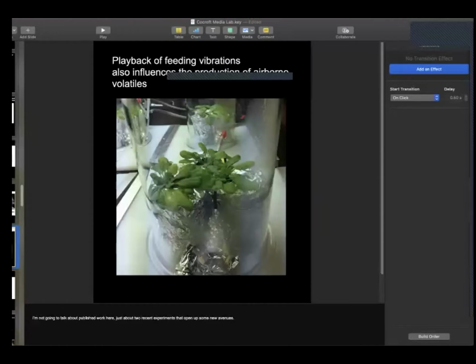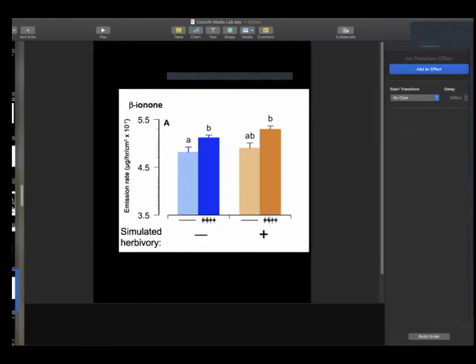The playback also influenced the production of those airborne volatiles that can draw in enemies of the plant. So here's the emission rate on the y-axis of one airborne volatile that actually increased. Here the blue and the orange show plants that did not have any herbivory treatment, or the ones that did. It doesn't matter. In either case, just the vibrations alone caused the plant to increase its production of this component of its volatile blend.